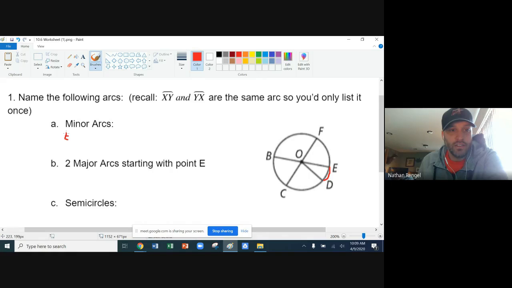So we have ED. We could go from D to C. We could go from C to B. And we're talking about this curved piece right there. So there's your arc CB.